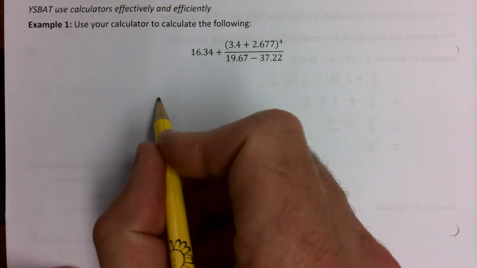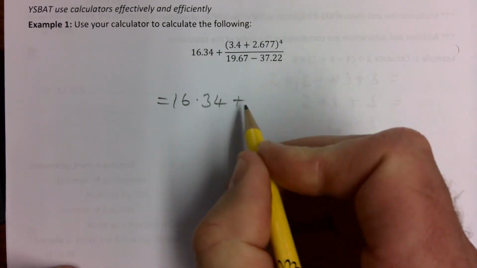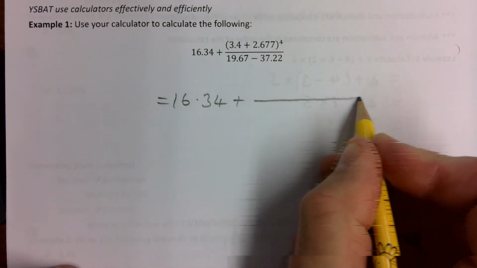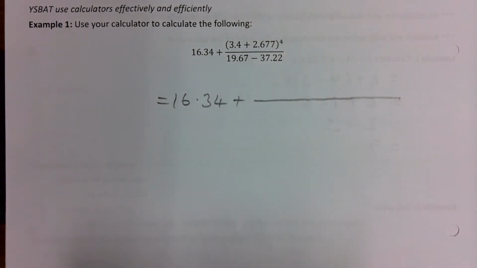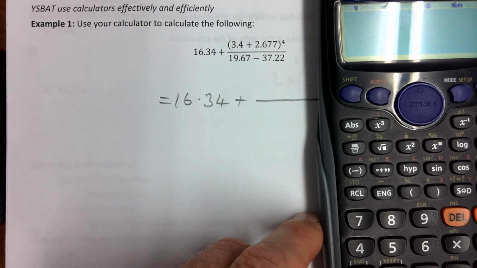Use your calculator to calculate the following. So 16.34 plus, and I'm going to try and work out the bits and pieces then we have up here. So I don't know if this will come up. The light's never quite good. That's not too bad, but annoying, of course you can't see the question.